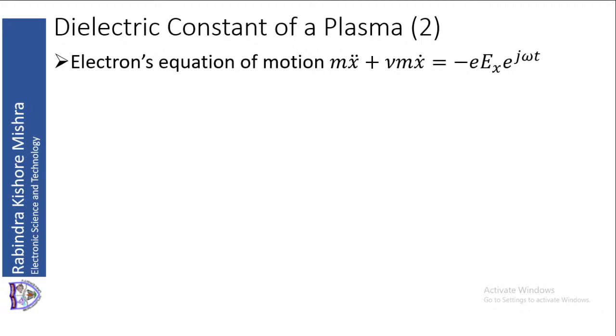So it is m x double dot, x being the displacement. m x double dot is m, the mass, into acceleration, and x dot will be velocity. So m into x double dot, that is mass into acceleration, plus nu m x dot. Nu is the collision frequency among the electrons as they are moving, and m into x dot is the velocity term.